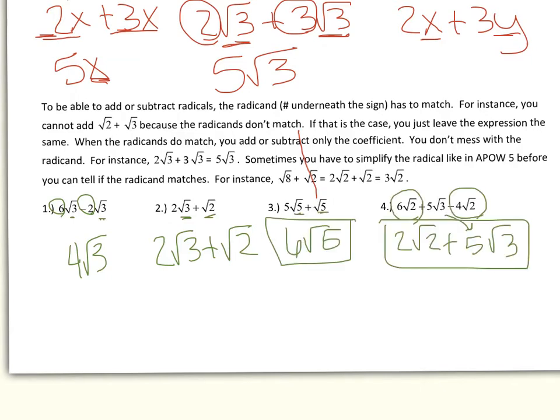Okay, so here's the answer to these two. Square root of 5's both match, so I just add the coefficients. 5 plus 1 is 6 on the square root of 5. For number 4, I have 2 like terms. 6 square roots of 2 minus 4 square roots of 2 is 2 square root of 2. And this square root of 3 doesn't have any like terms, so I just bring him down.